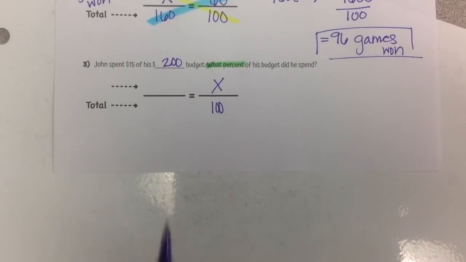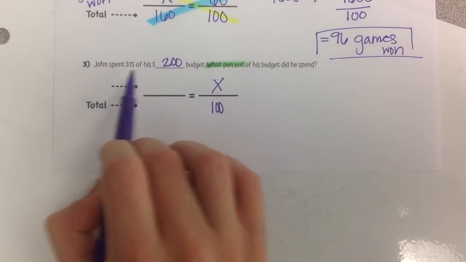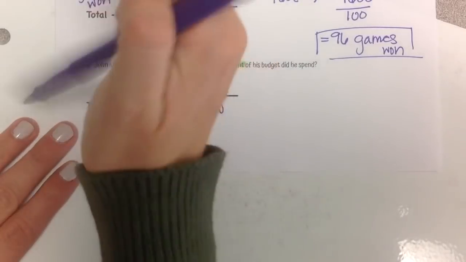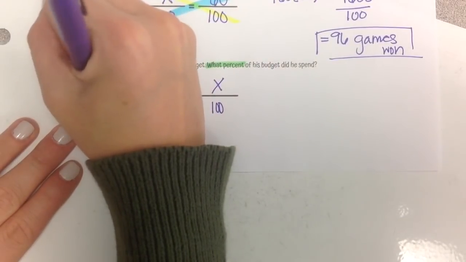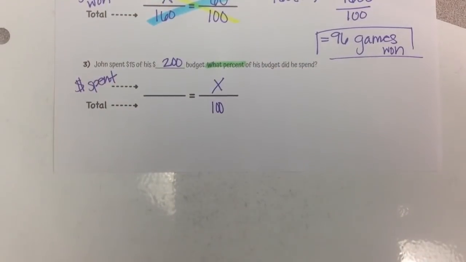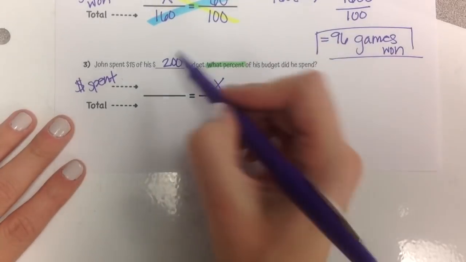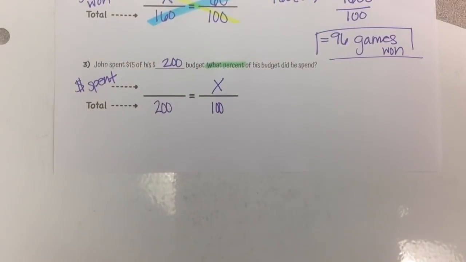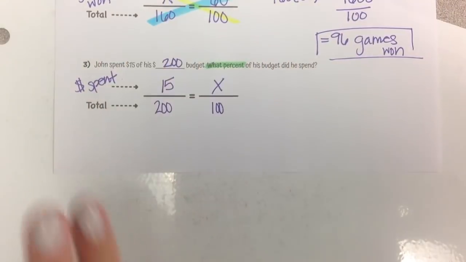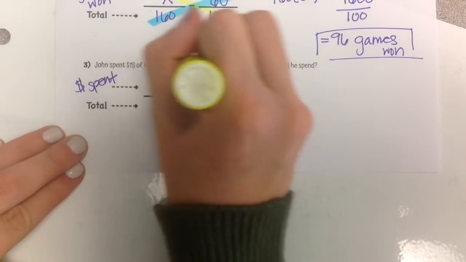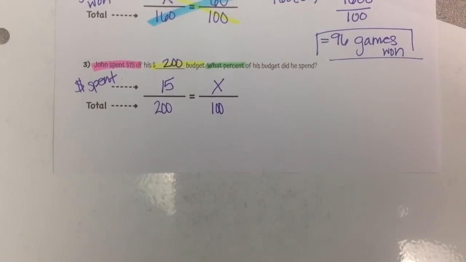Now we got to look at the two numbers that we have. We have $15 and we have $200, okay? So he spent $15 of his $200 budget. So we're comparing the total money he has with what he spent. So what's the total that he had? $15, or does he have a total of $200? He has a total of $200, so that goes on the bottom, which means the $15 that he spent is the part of his money, not all of the money. So $200 is our total. $15 that he spent is the part.